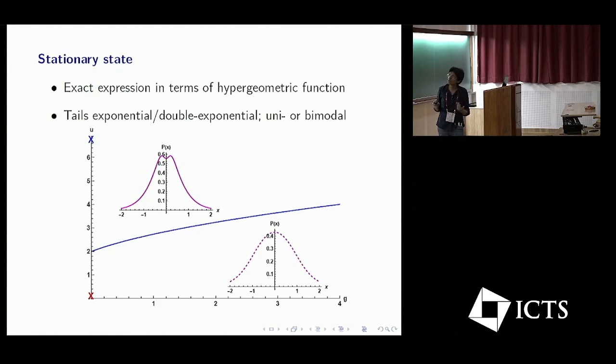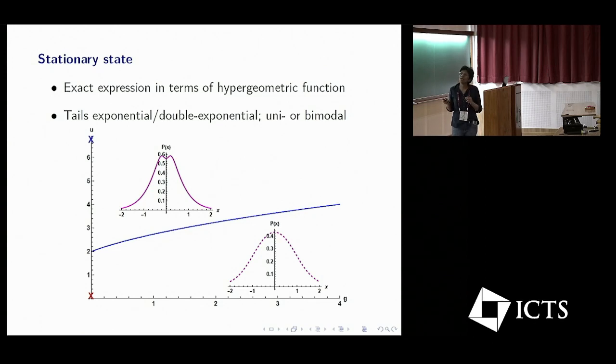And then one can also write down the exact expression because of the previous work that I cited. One can write down the distribution. It turns out to be in terms of a hypergeometric function, which is not particularly illuminating, but still one can look at it carefully. And we find that the tails of the distribution are either of exponential or double exponential form.